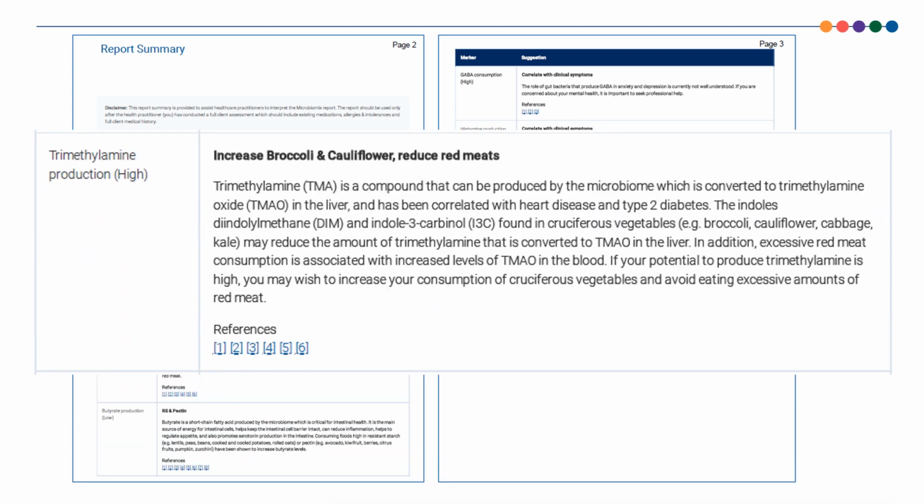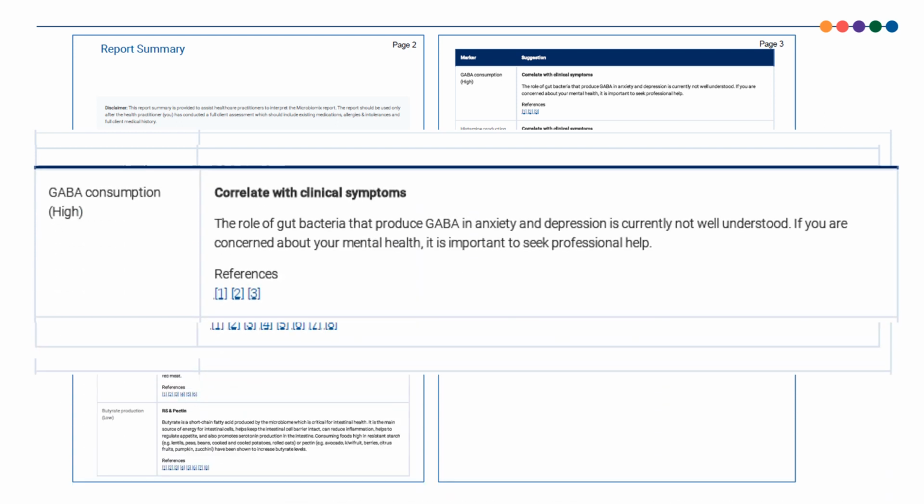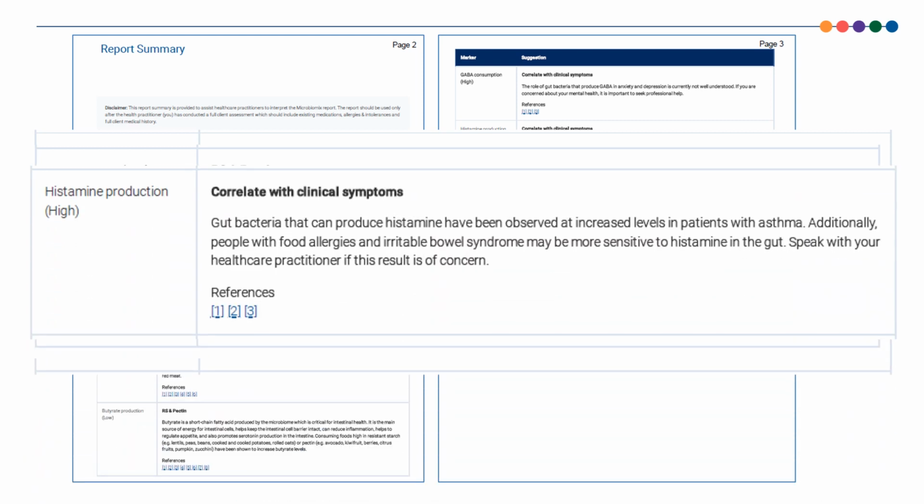The potential to produce TMA is high, so evaluating red meat intake and increasing cruciferous vegetables would be important. Butyrate production can be stimulated by consuming foods high in resistant starch or pectin, and examples are listed here. GABA consumption is high, so if the patient struggles with mood disorders, it's important to seek professional help. The potential to produce histamine is high, so it's important to reduce the overall histamine load.